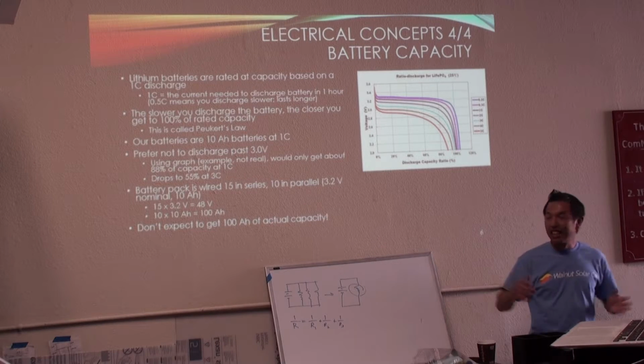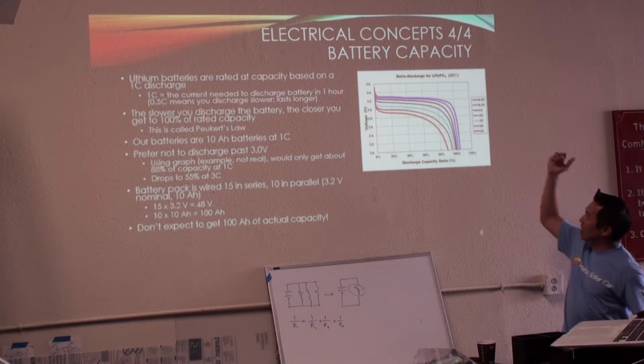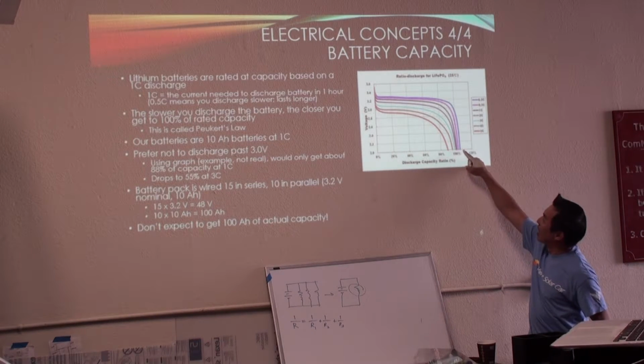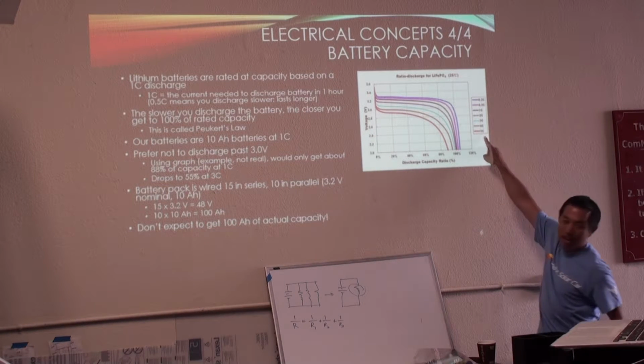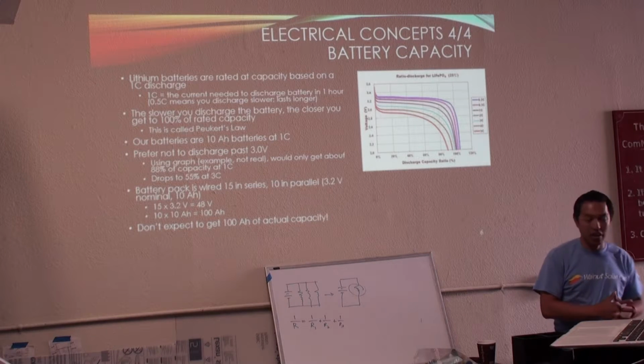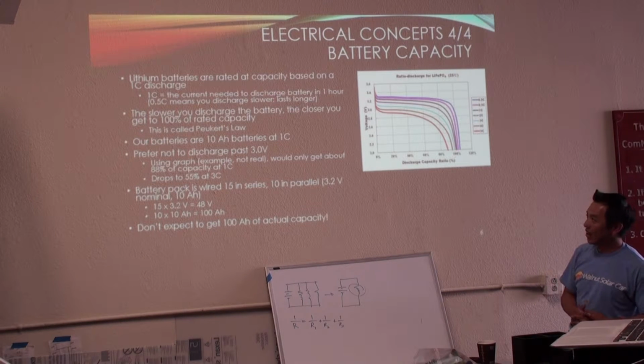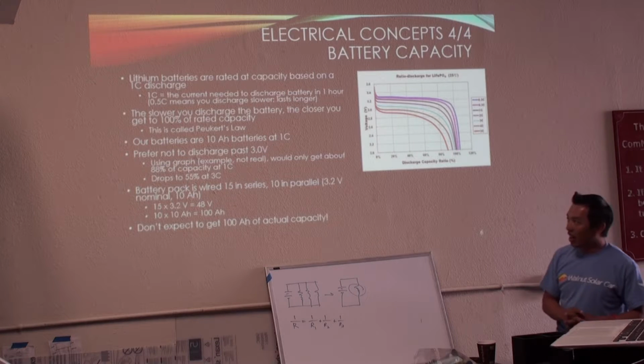Okay? And so this is just a graph that shows you that your capacity tends to decrease as you increase the amount of C, or the amount of current that you take out of it. Okay?